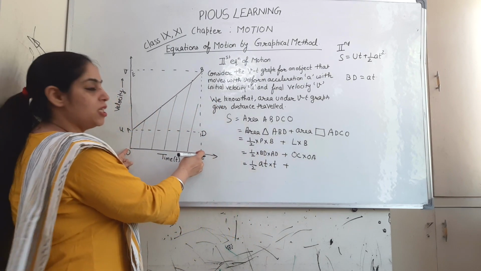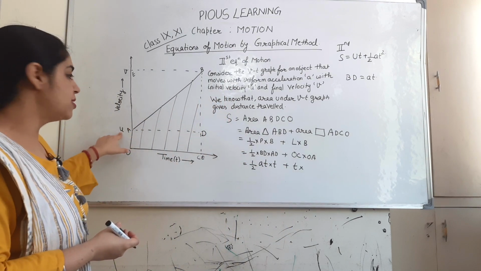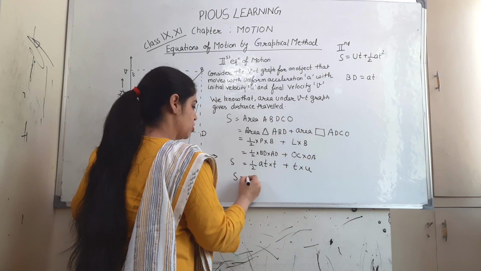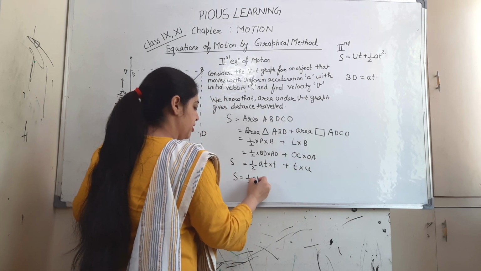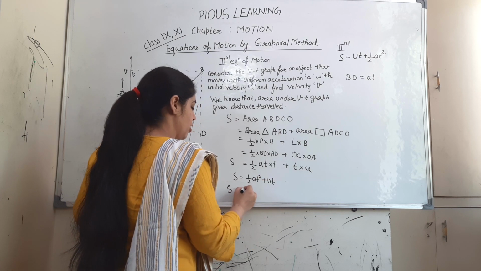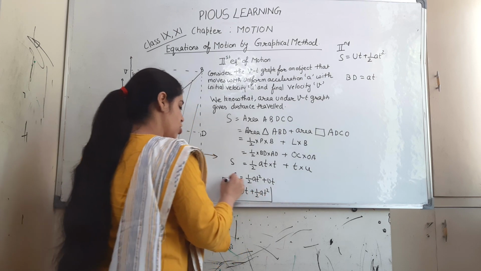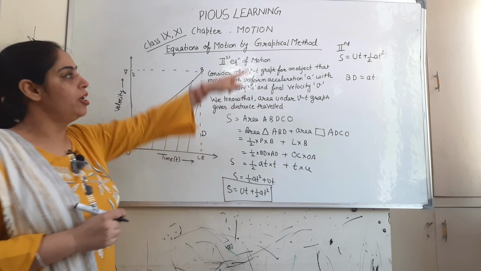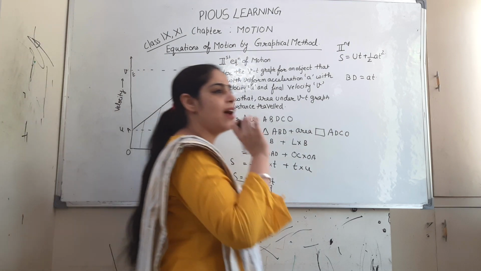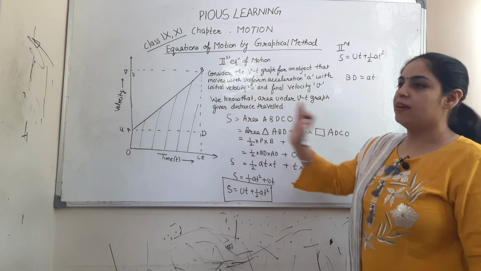Plus, what is OC again? Good, that's T. What is OA? It's U. So what do I have? S is equal to half AT square plus UT, which is nothing but S is equal to UT plus half AT square. So you get the same equation, that is the second equation of motion. You have to do nothing. You just have to find out the area of a triangle and rectangle.